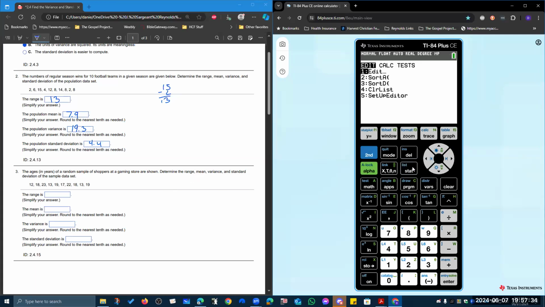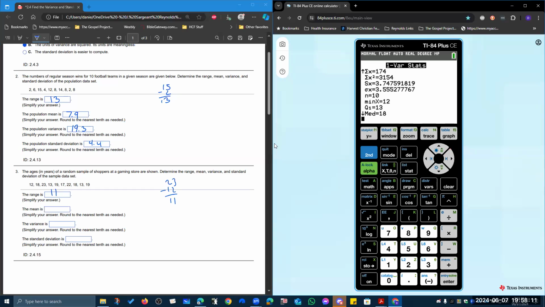All right, let's put a new list in. Come up here, clear, enter. We got 12, 18, 23, 13, 19, 17, 22, 18, 13, and 19. And let's run our one variable statistics on this. The range is going to be max minus min. 23 minus 12 is 11.